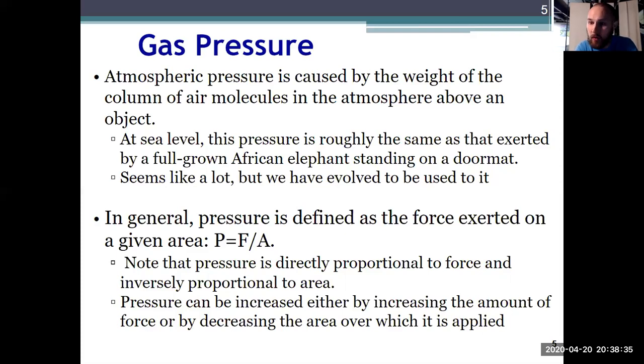If you increase the force, you increase the pressure. If you increase the area, you decrease the pressure. And you can flip those two around as well. Decrease the area while maintaining the same force, you increase the pressure.